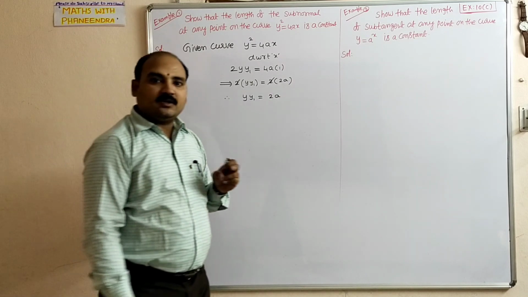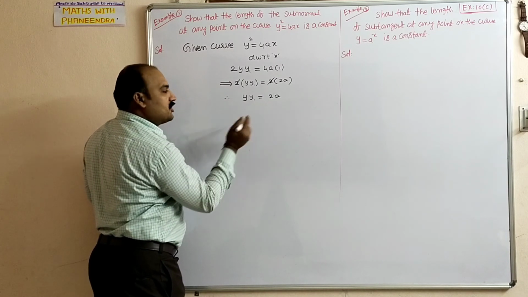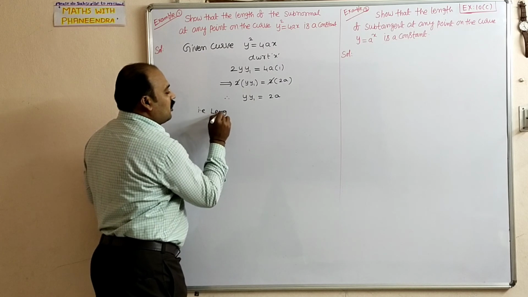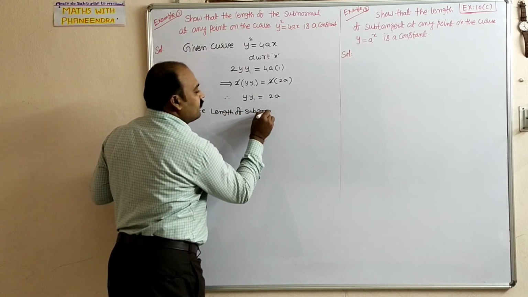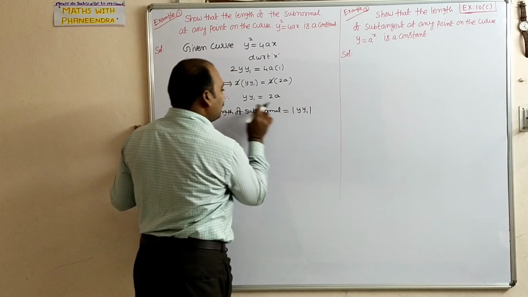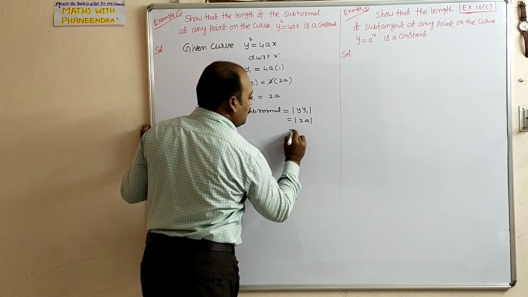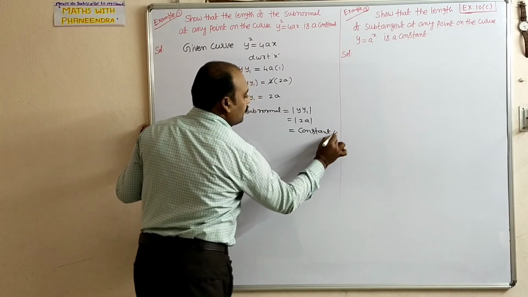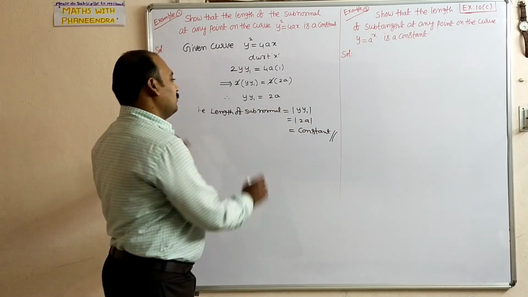Here we know the length of subnormal is mod y into y1. We got the value of y1 only now. This value is 2a, which is a constant, hence proved. So the length of subnormal is a constant, as we proved here.